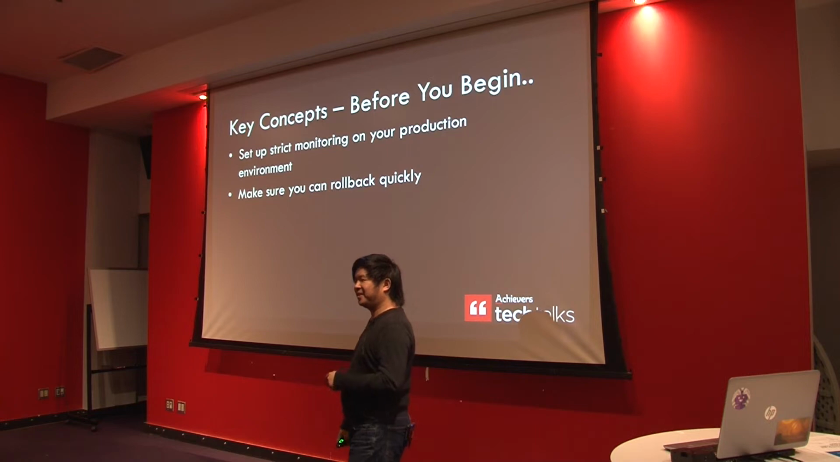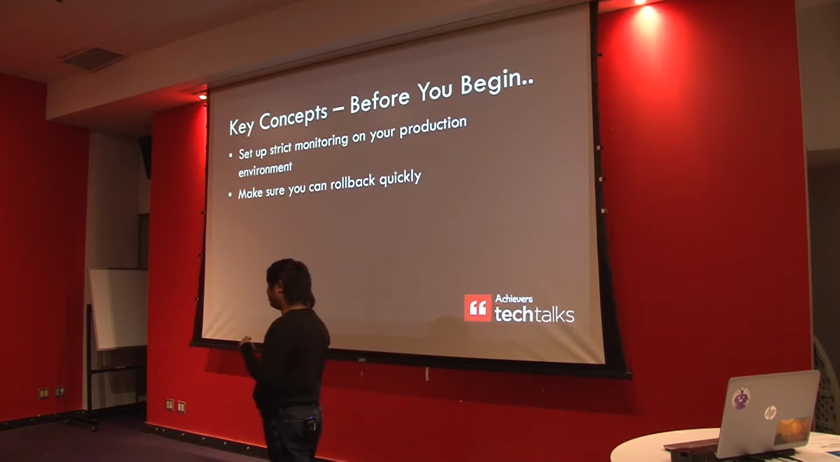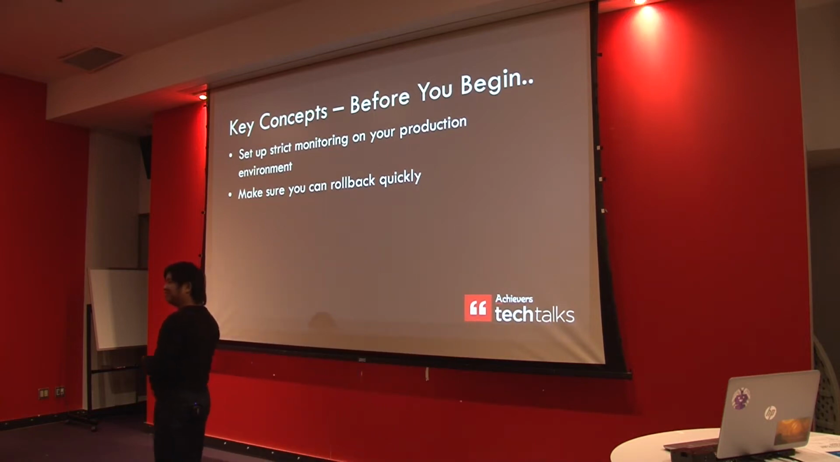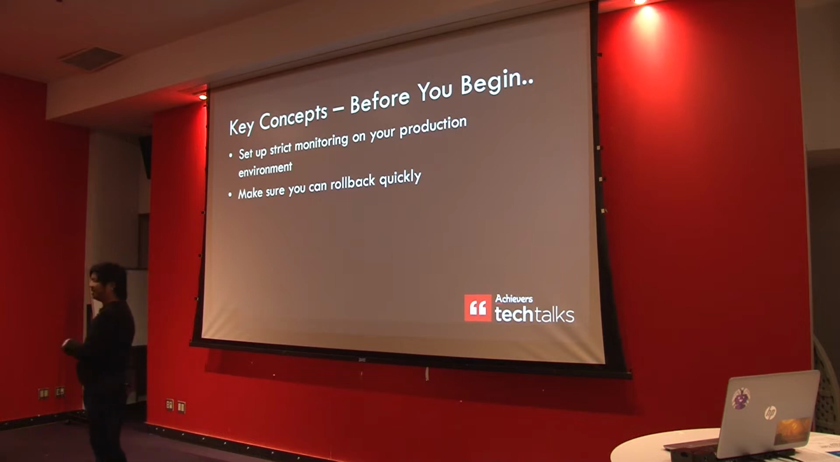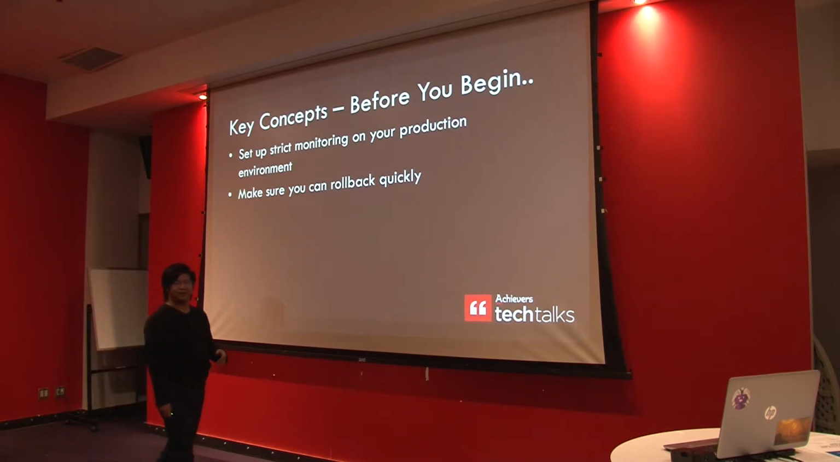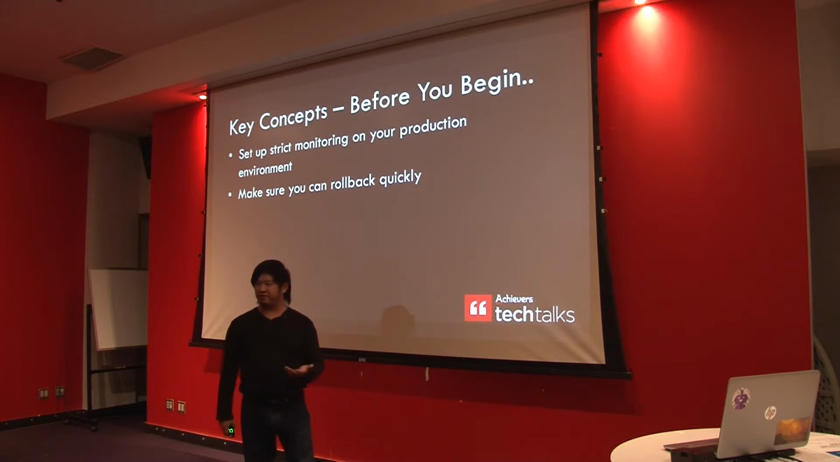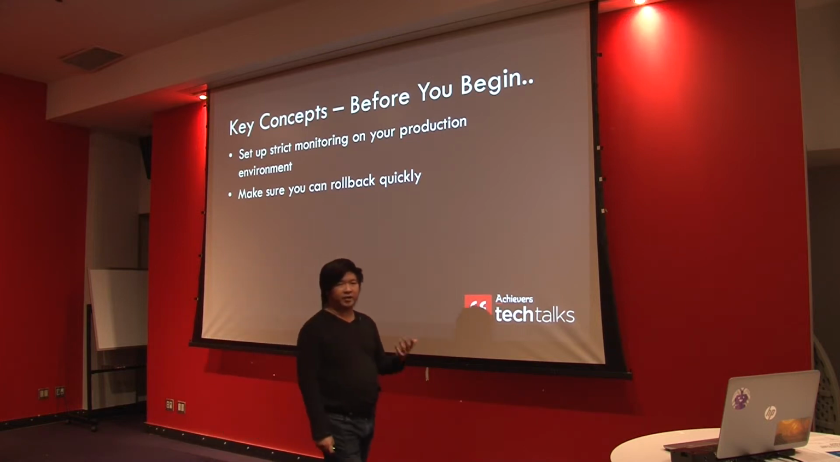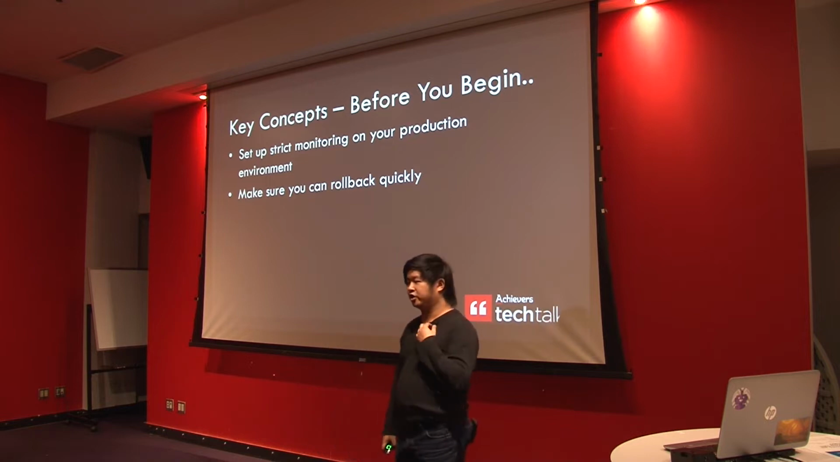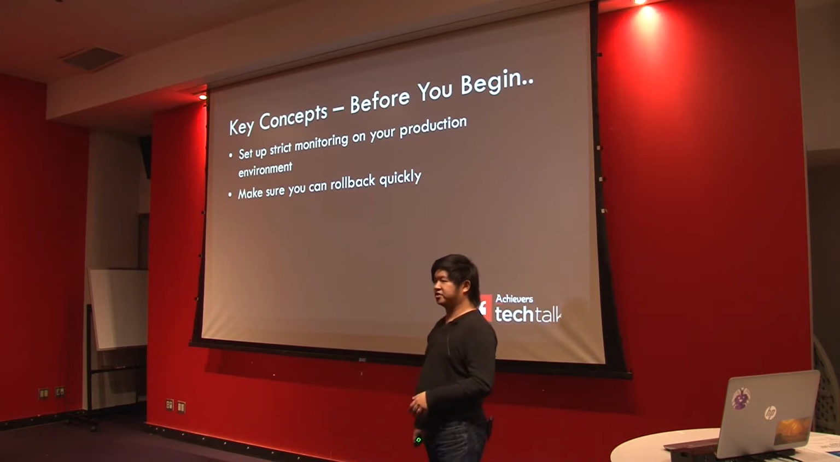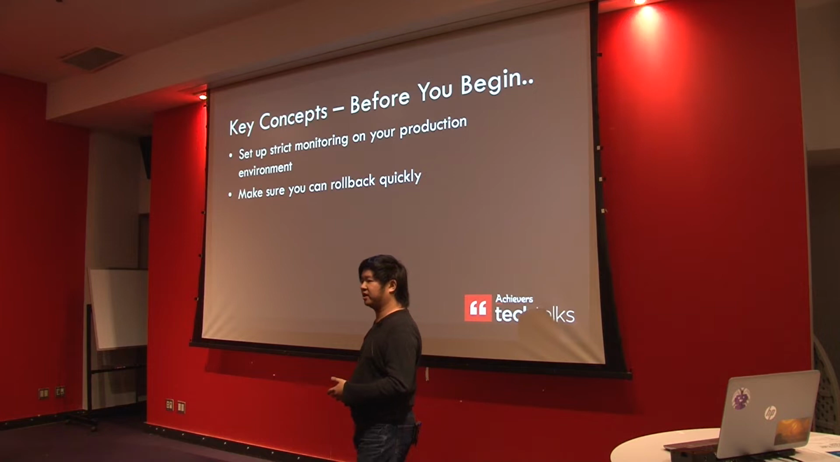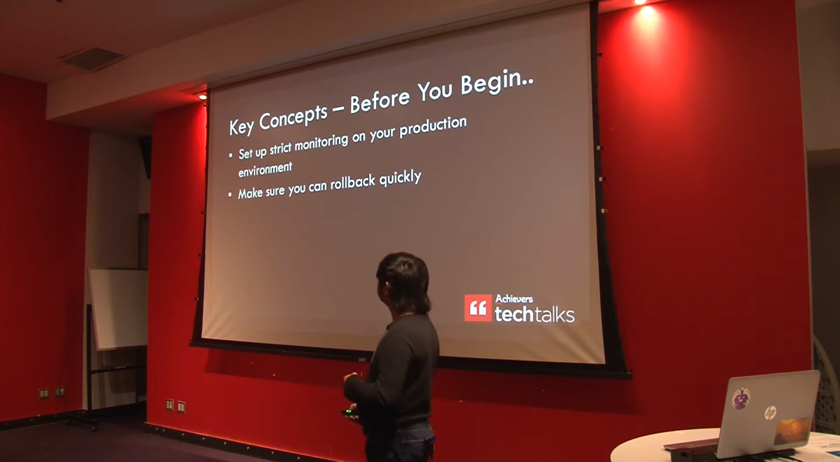Secondly, you need to be able to roll back quickly. Here at Achievers, our rollback process takes about 2 minutes. We press a button on a Jenkins job, and it automatically reverts everything back. The reason you need to do this is because when you push code to your production environment on a regular basis, no matter how good your test coverage is, no matter how good your pipelines are, inevitably bugs are going to creep through. You don't want those bugs having a long-term negative impact on your customers.